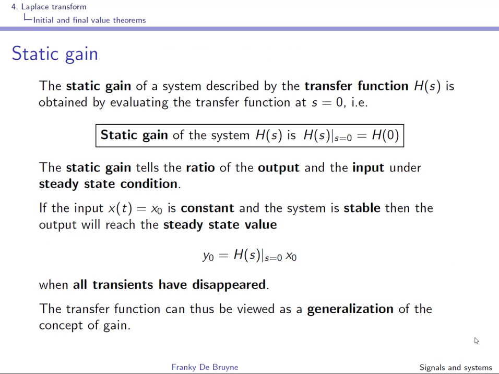Well, before we continue, this is a slide from the course Signals and Systems, and it tells you about the static gain. The static gain of a system is obtained by evaluating the transfer function at S is equal to 0. So H of 0 is the static gain, and it is the ratio of the output and the input under steady state condition. If this comes as a surprise, what you can do is review this in the version of the course that is available online.